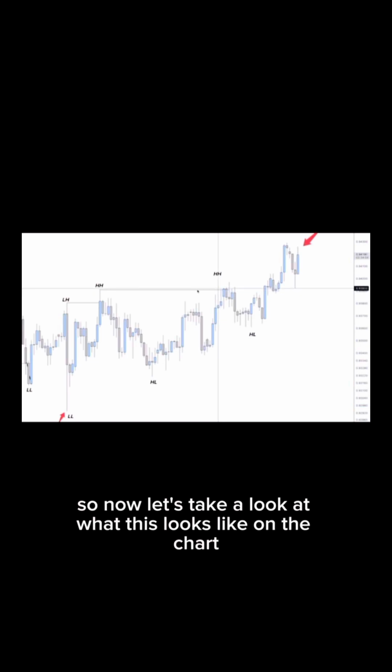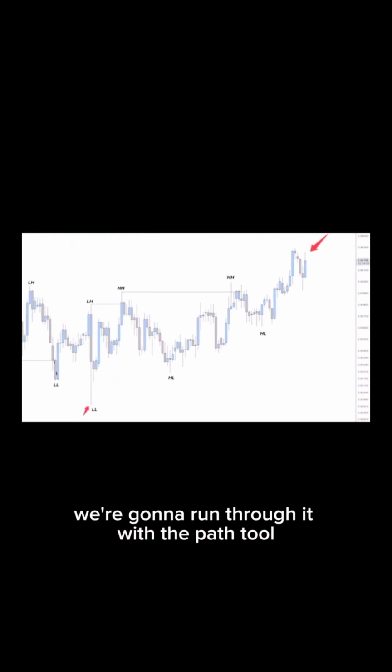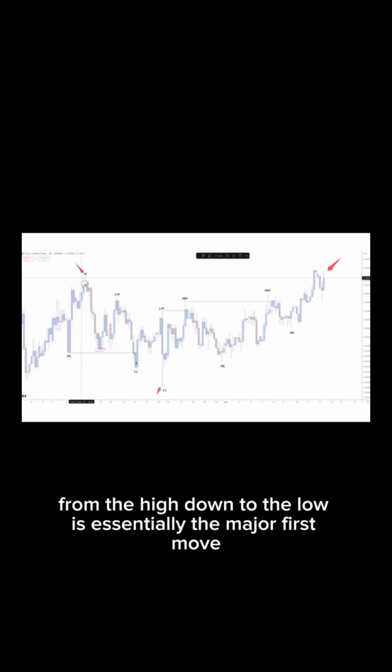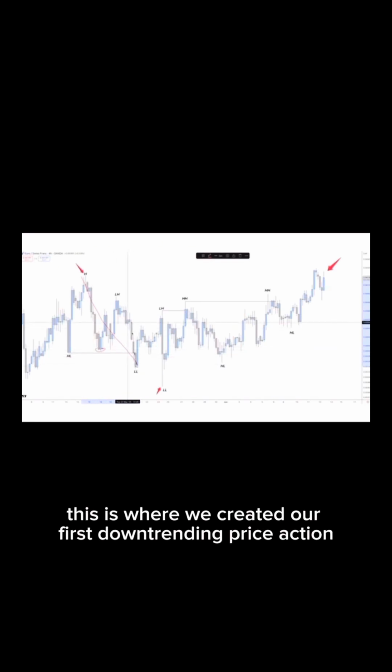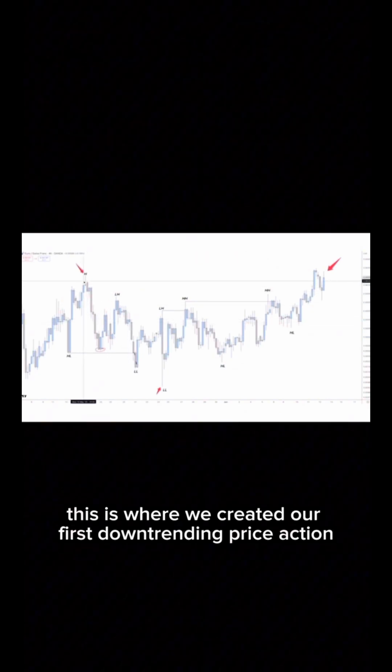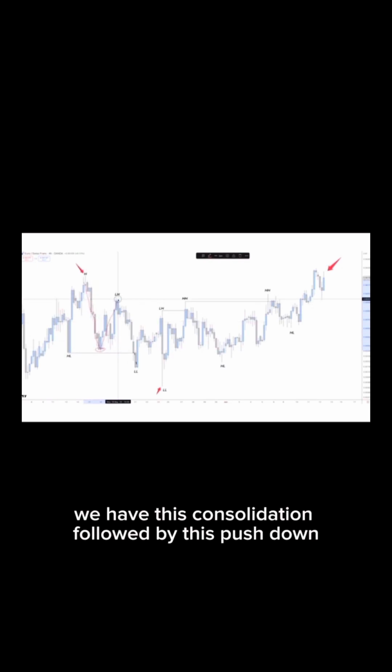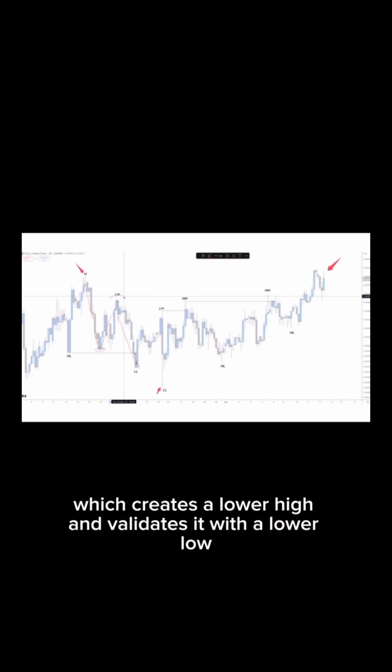So now let's take a look at what this looks like on the chart. We are going to run through it with the part 2 so you see the full explanation. From the high down to the low is essentially the major first move. This is where we created our first downtrend in price action. But to really refine it, we have this consolidation followed by this push down, which creates a lower high and validates it with a lower low.